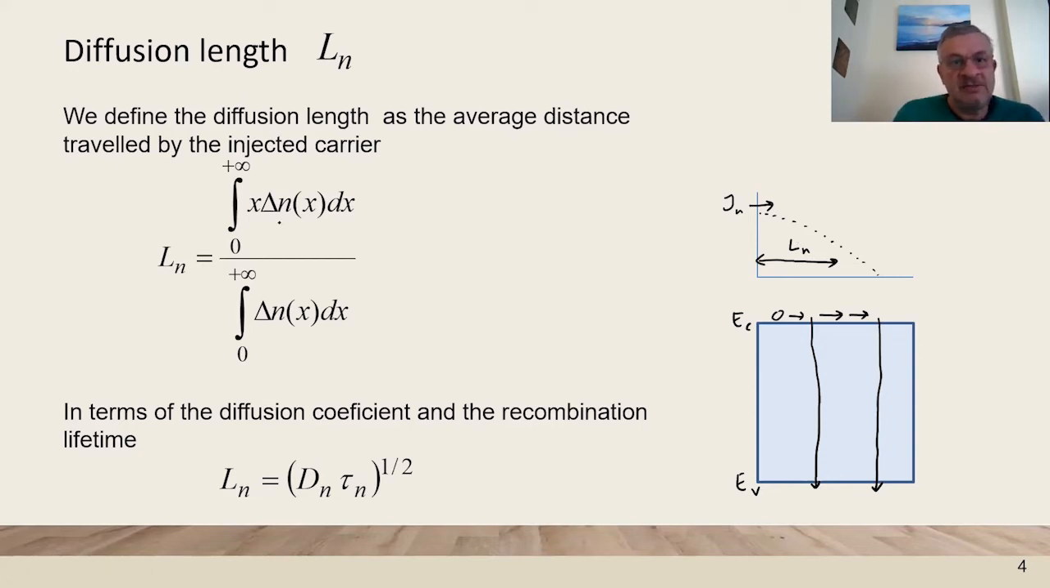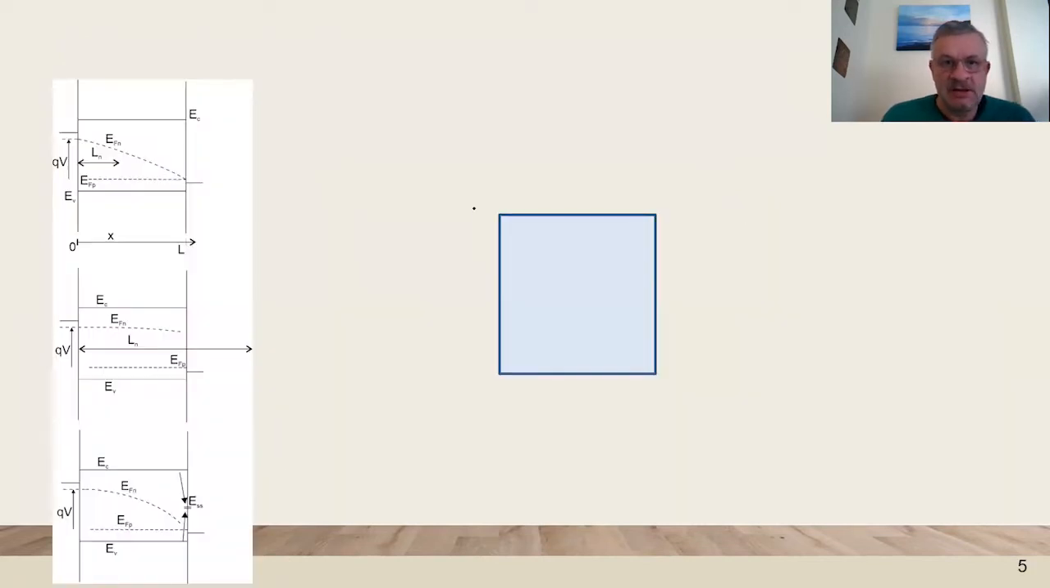The diffusion length can be calculated if we know the carrier distribution by solving the diffusion recombination equation, and then one can obtain that the diffusion length is the square root of the product of the diffusion coefficient and the recombination lifetime. Now we can analyze what happens then when we inject electrons into the semiconductor. So we have here the conduction band and the valence band, and now we inject electrons right here at the left contact, so they are going to enter the semiconductor layer.